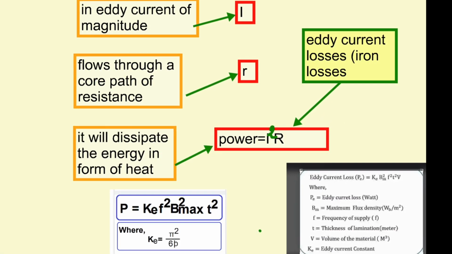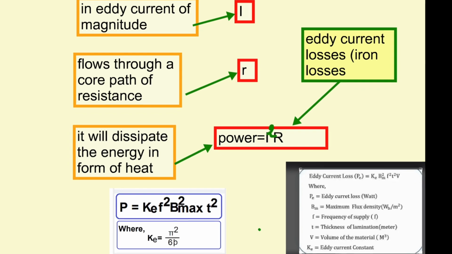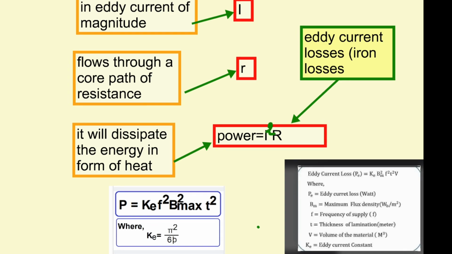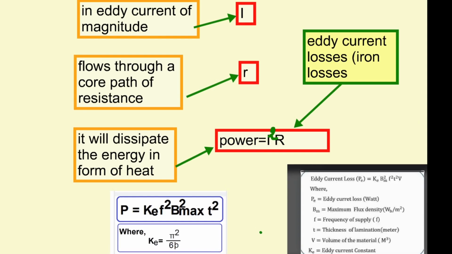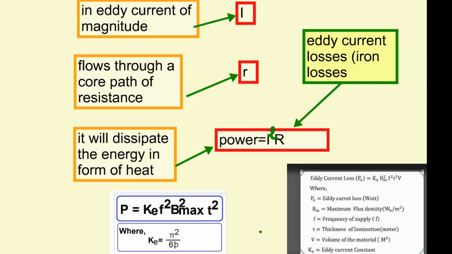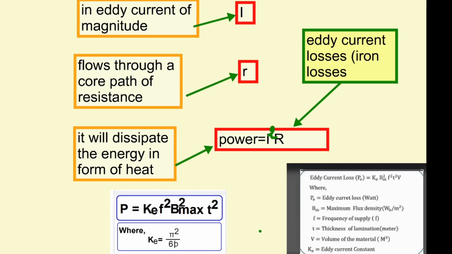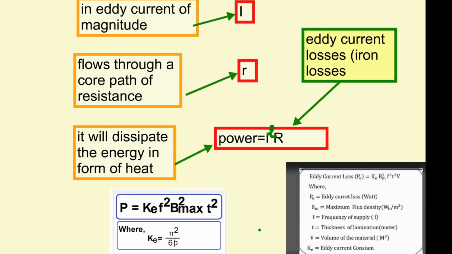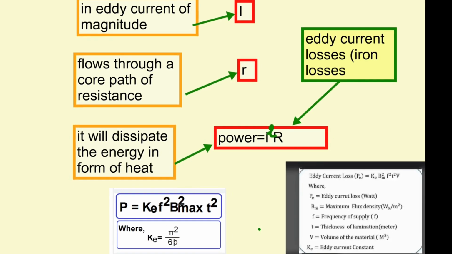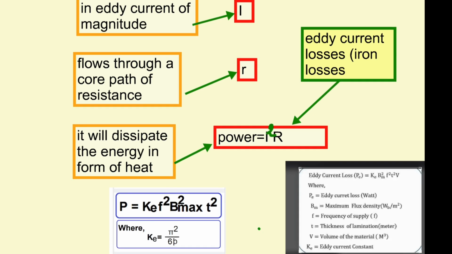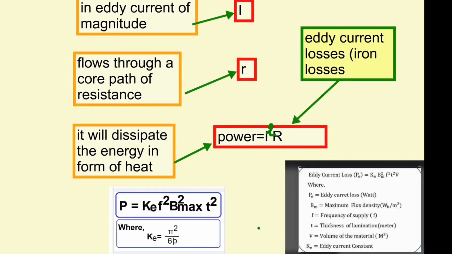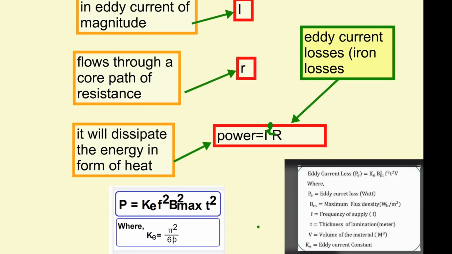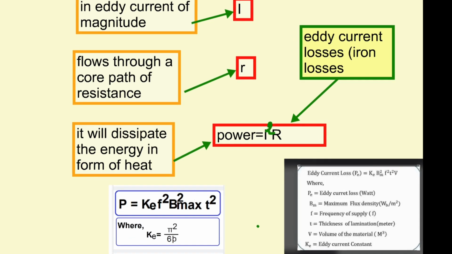Now, one more thing, eddy current losses. If an eddy current of magnitude I flows through a core path of resistance R, then it will create heat energy according to the formula power is equal to I square R. And that energy is almost unused, so it is called eddy current losses. Eddy current losses are calculated by the formula Ke f square B max square t square, where Ke is equal to pi square by 6p.